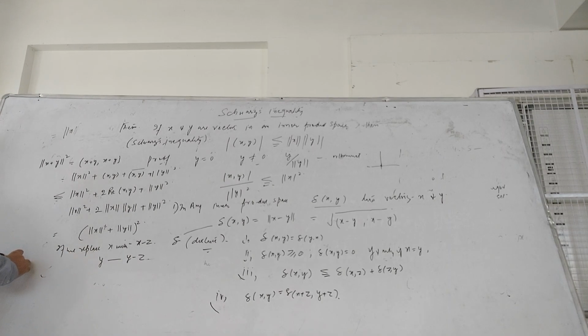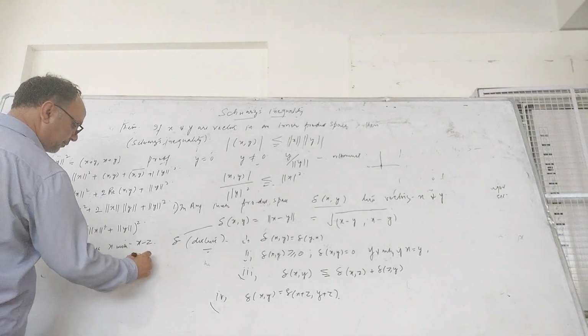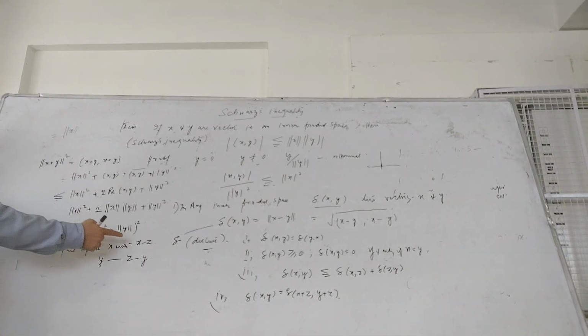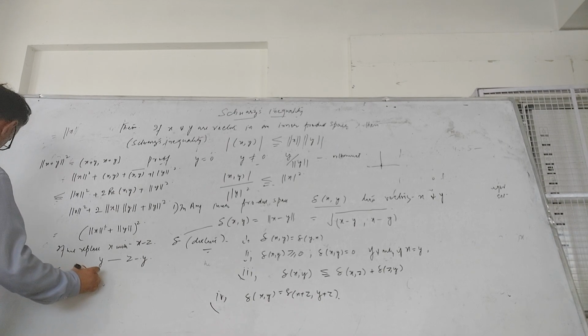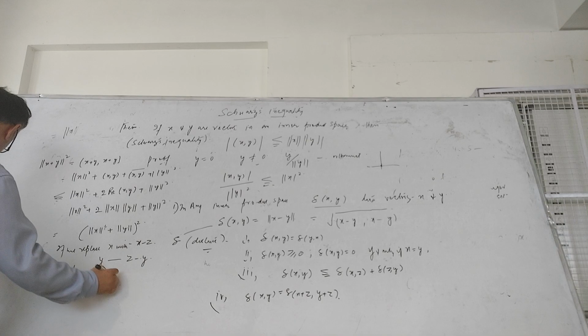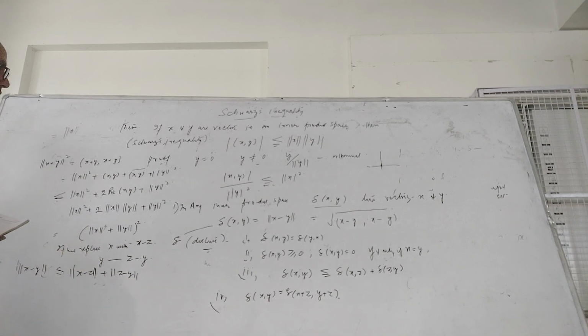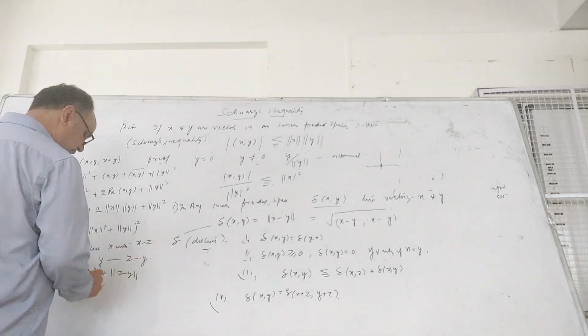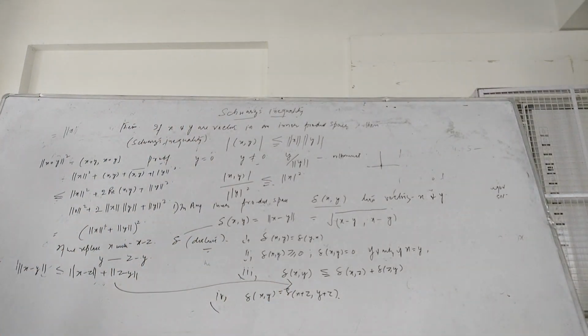Sorry, not z minus y, it's z minus y. So what will it be? x minus z, and z will cancel. You can write it like this: modulus of x minus y is less than or equivalent to modulus of x minus z plus modulus of z minus y. So this is equivalent to the third statement.